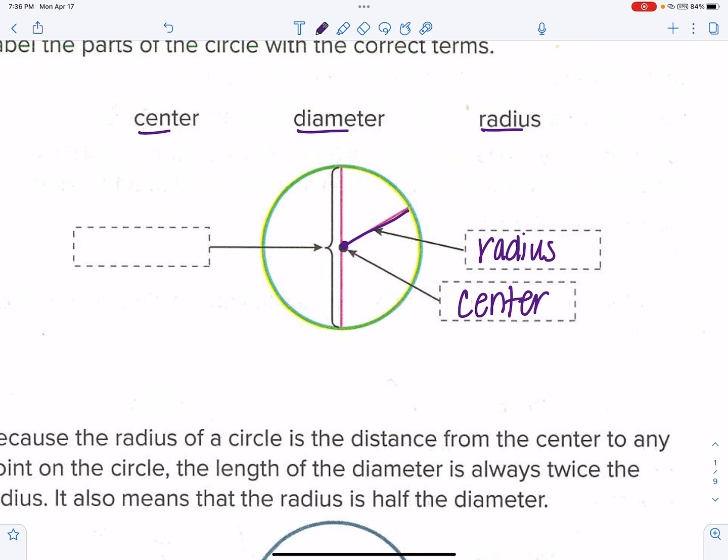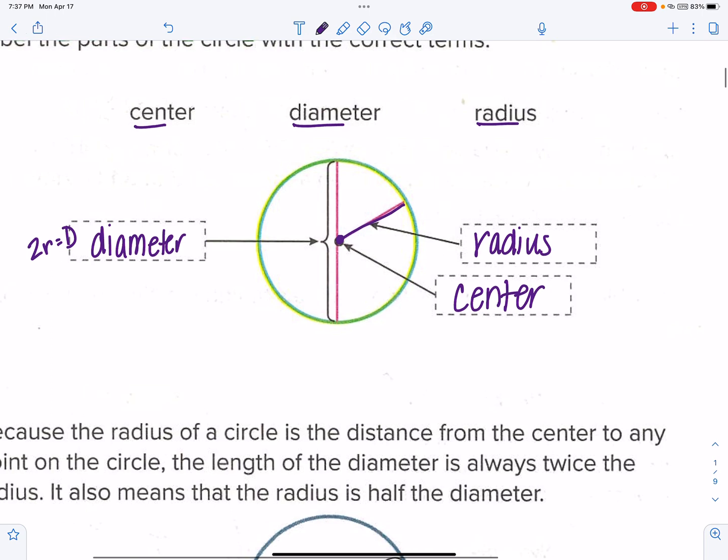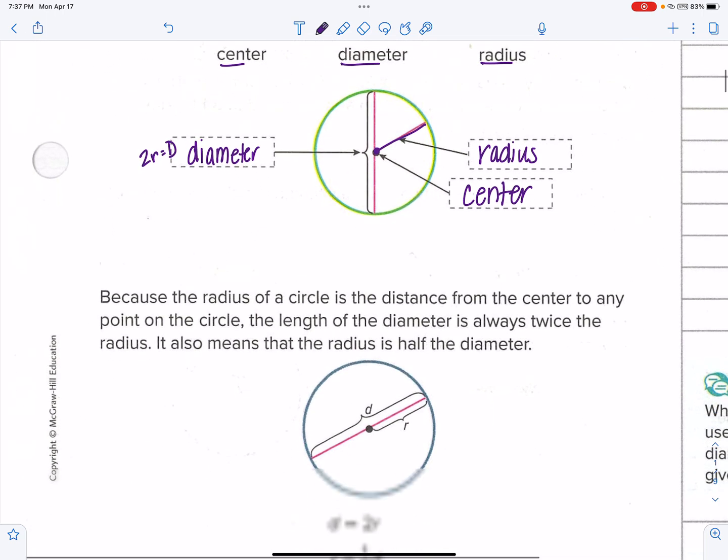And then the diameter is double the radius, okay? Or you could say 2r. 2 r's is the same thing as the diameter. And so a diameter is the entire length through the center, though. When you don't run through the center, that is called something else.